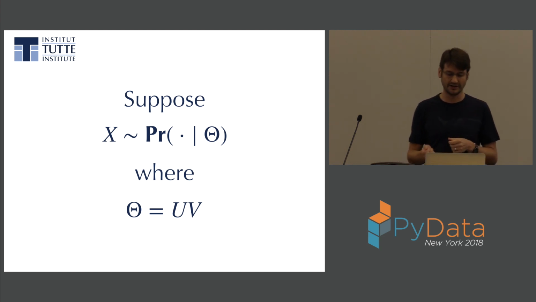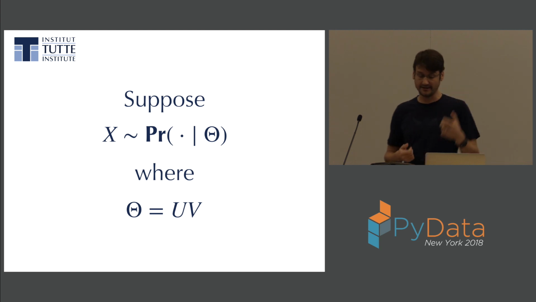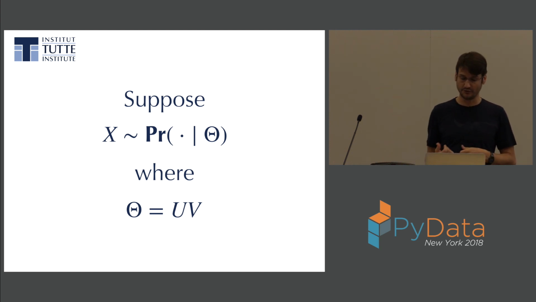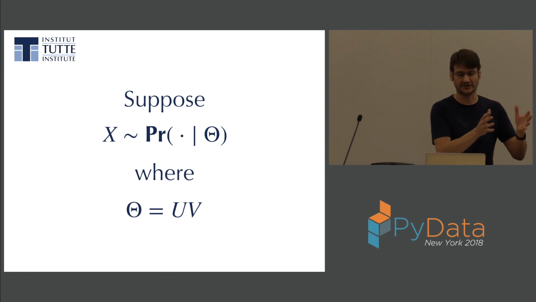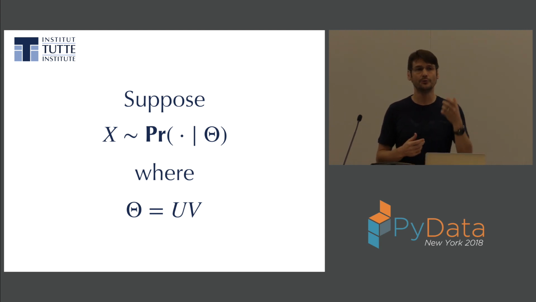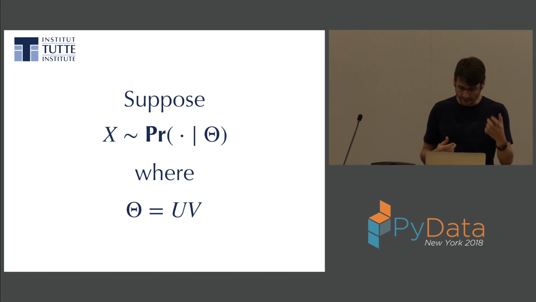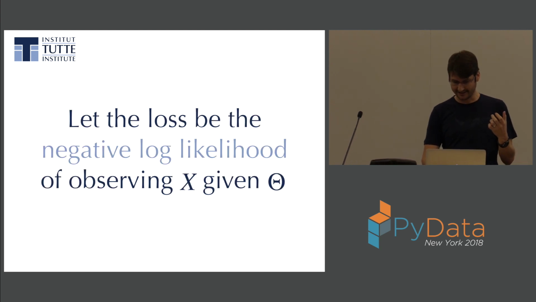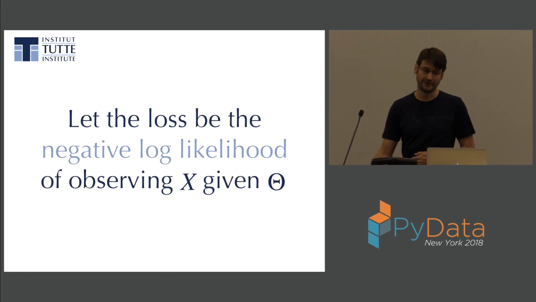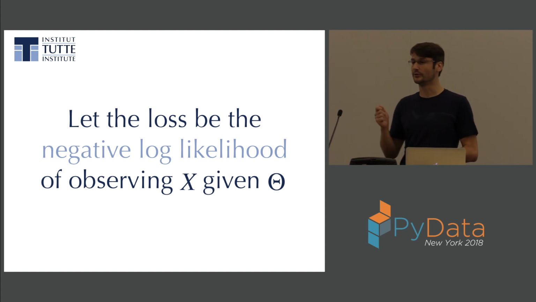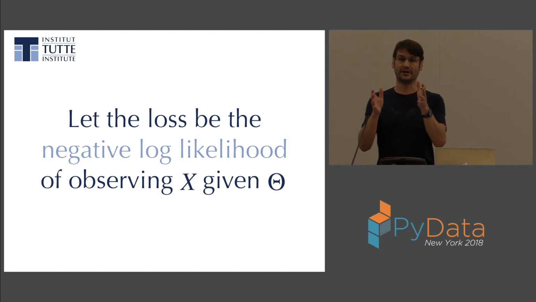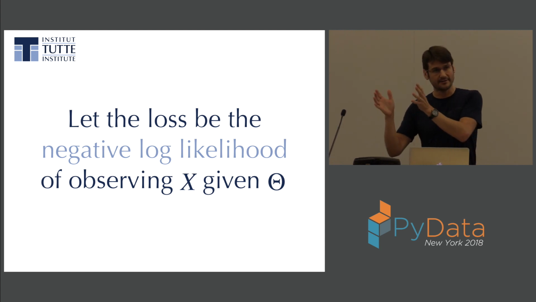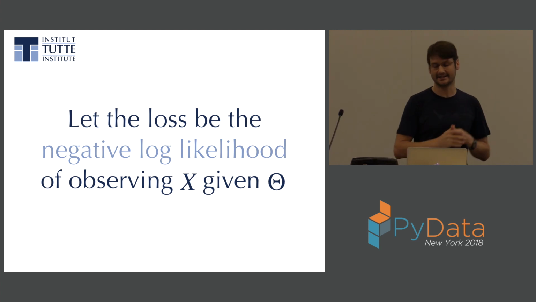So here the goal is to look at theta, which is going to be my product of U times V, my reconstruction, not as a reconstruction of X, but as a reconstruction of model parameters that will make X the most likely thing to see. So the loss term is now going to be the negative log likelihood of observing my data under this model that I'm reconstructing. So I want a low rank model that makes my data as likely as possible.